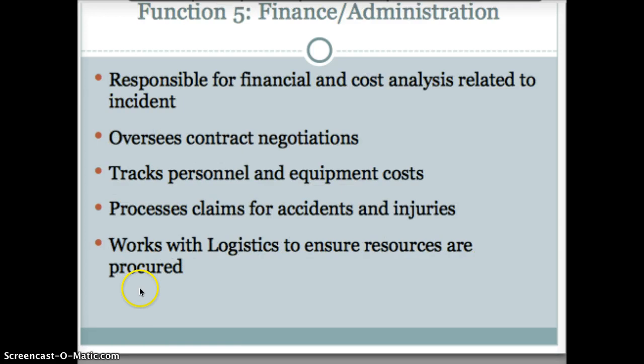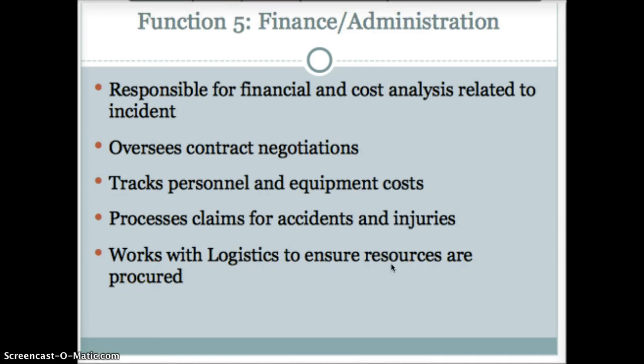And finance administration. They are responsible for financial and cost analysis related to the incident. They oversee contract negotiations. For example, if we need to hire a small contractor to come in and clear a ditch or a waterway or construct some sort of a retaining wall, we would need to negotiate a real quick contract. They would oversee that. They track personnel and equipment costs. They process claims for accidents and injuries. They work with logistics to ensure resources are procured. These guys are really important in terms of tracking costs.